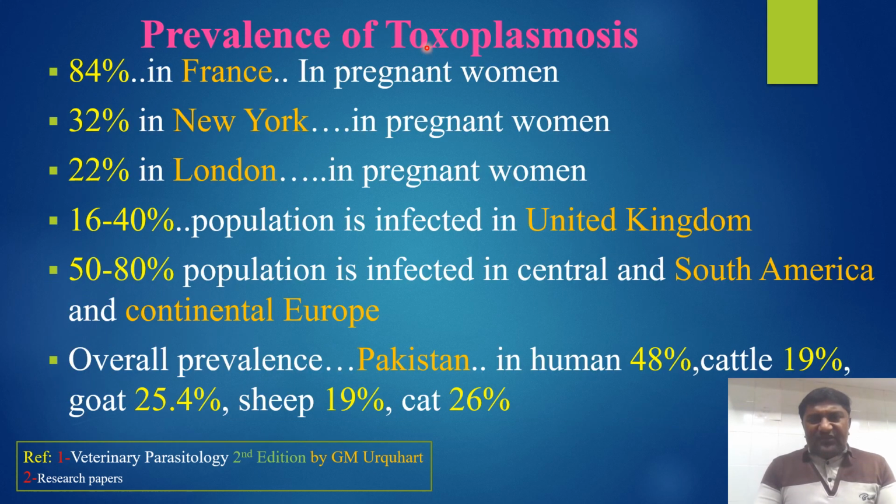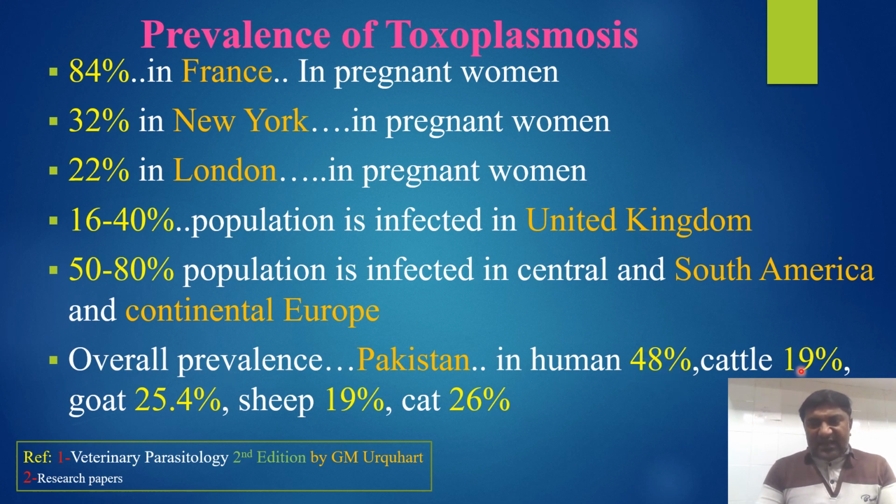So the prevalence of toxoplasmosis is 84% in France, especially in pregnant women, 32% in New York in pregnant women, and 22% in London in pregnant women. Similarly, 16 to 40% of the population is infected in the United Kingdom, and 50 to 80% of the population is infected in Central and South America and continental Europe. Overall prevalence in humans in Pakistan is 48%.